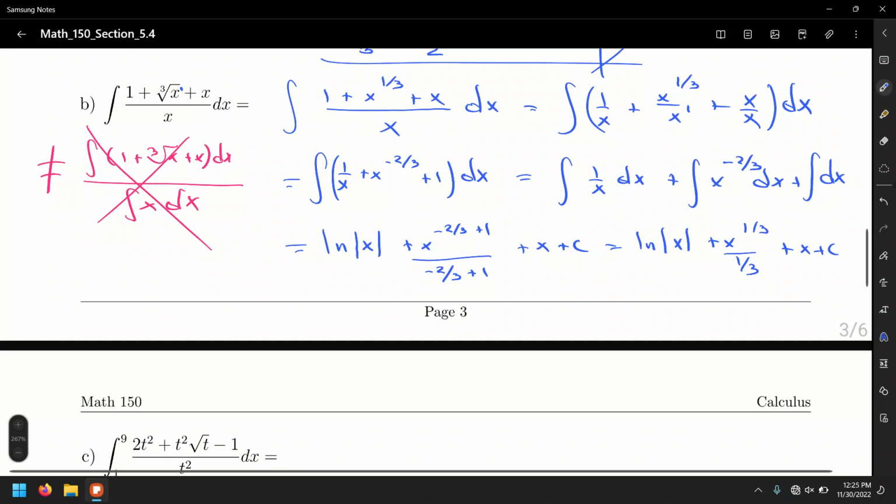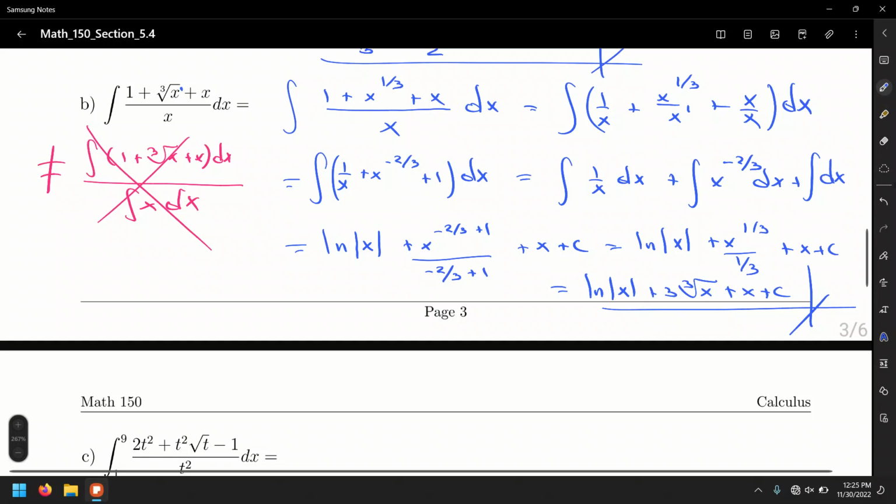How about we write that division by a fraction as a multiplication by its reciprocal, and this rational power will take it back to its radical form. So that's ln of absolute value of x plus 3 times the cube root of x plus x plus c. And we're done with this integral. All right.